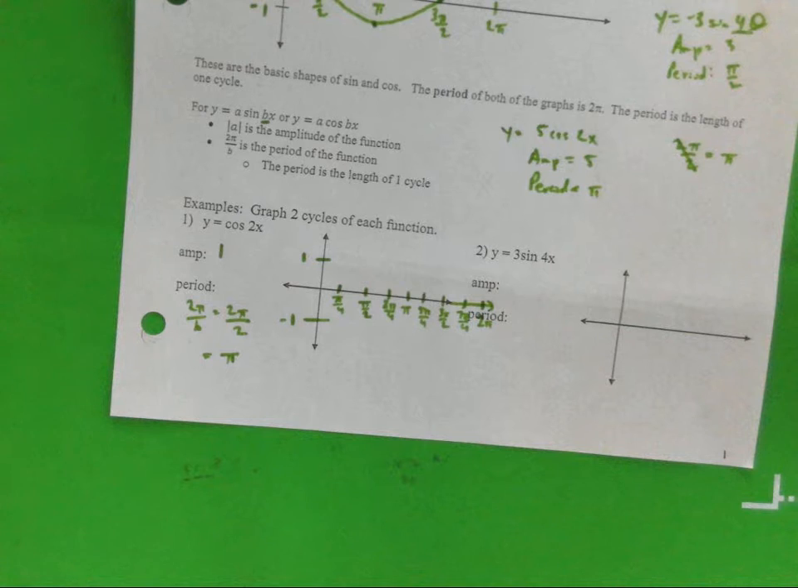Now, let's see why this makes sense. It says graph 2 cycles. What's the period of this function? Pi. That's the distance to complete one cycle, isn't it? So did we do it correctly if we grab 2 cycles? Because the first cycle is going to be from 0 to pi, and the next one will be from pi to 2 pi. That's 2 pi. You see why that makes sense?